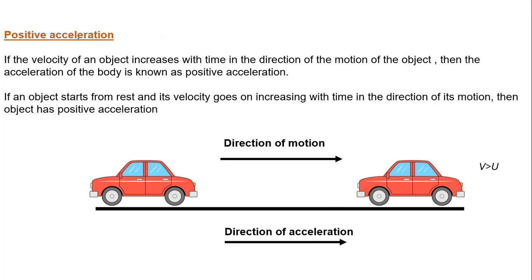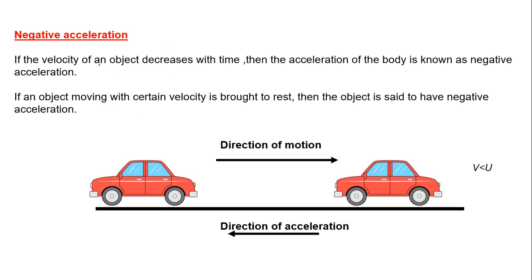Types of acceleration. Positive acceleration. When the velocity of an object increases with time in the direction of motion, the acceleration is said to be positive. When any object starts from rest, its velocity increases with time. So, the acceleration will be positive. In this case, the final velocity is greater than initial velocity. So, the acceleration is positive.